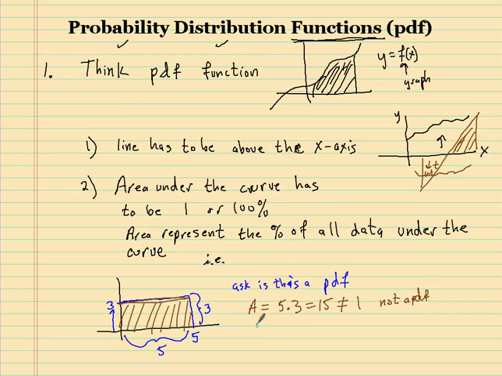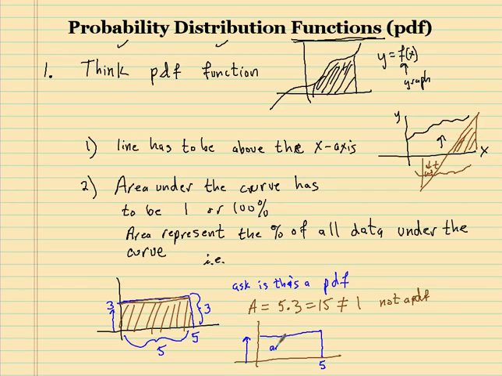Okay, so how about another example? Let's do the same thing. Here's your curve right here. Now let's say this is 5. What does the height have to be? What does this height have to be for this to be a PDF?